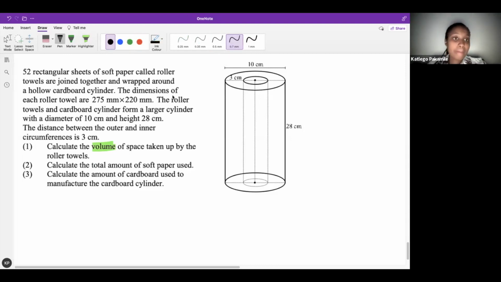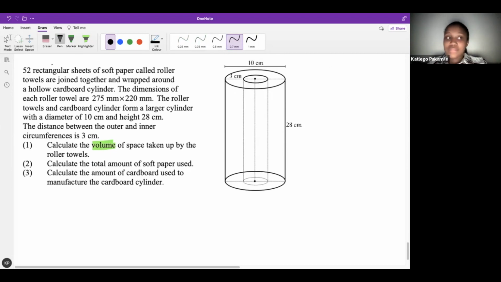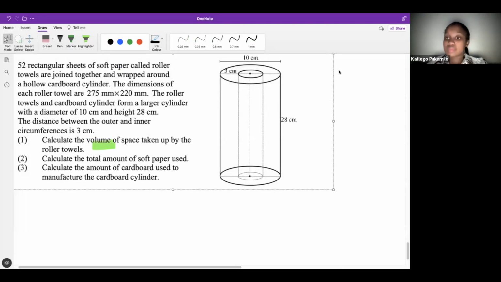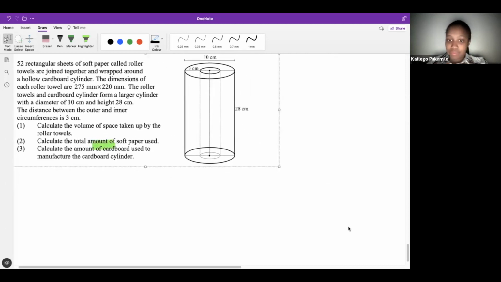Yes, Tammy? Ma'am, don't you have to calculate the volume for the one on the inside and then calculate for the one on the outside, then subtract the one on the inside from the one on the outside? Nice. That's exactly what Abu said. Now let's do it. Do you want to do it with me? Yes, ma'am, I can try.